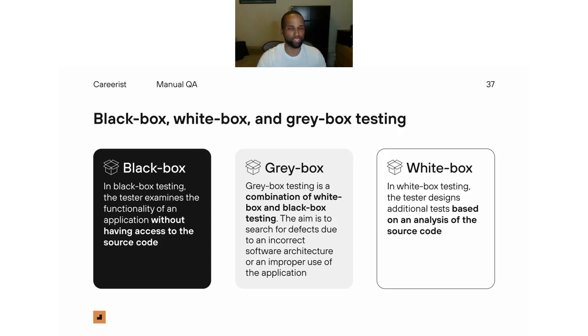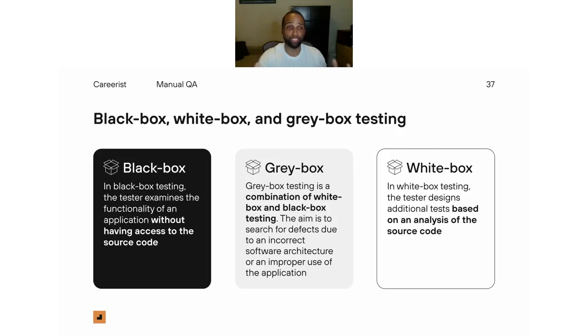The opposite of that is white box testing. In white box testing, the tester designs additional tests based on the analysis of the source code. So in black box testing, we didn't care about the code. In white box testing, all that we care about is the code. And you might be saying, well, Justin, you said in this course, we don't need to know how to code. Yes, I wasn't lying to you about that.